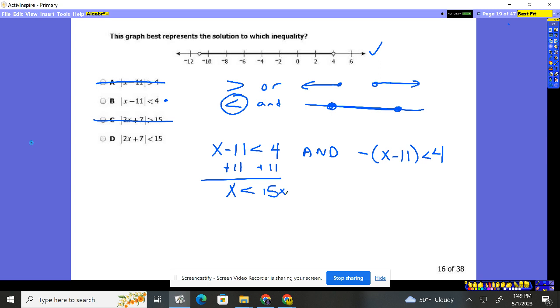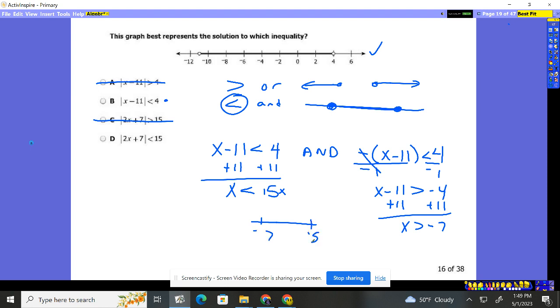Coming over here, though, remember we start off, we divide by -1. Divide by -1, we have x minus 11. Sign flips, -4. Add your 11, add your 11. X has got to be bigger than, in this case, -7. Doesn't even match. So this guy was between -7 and 15. Okay, this guy's not. So we know it's not him. We know it has to be this one.